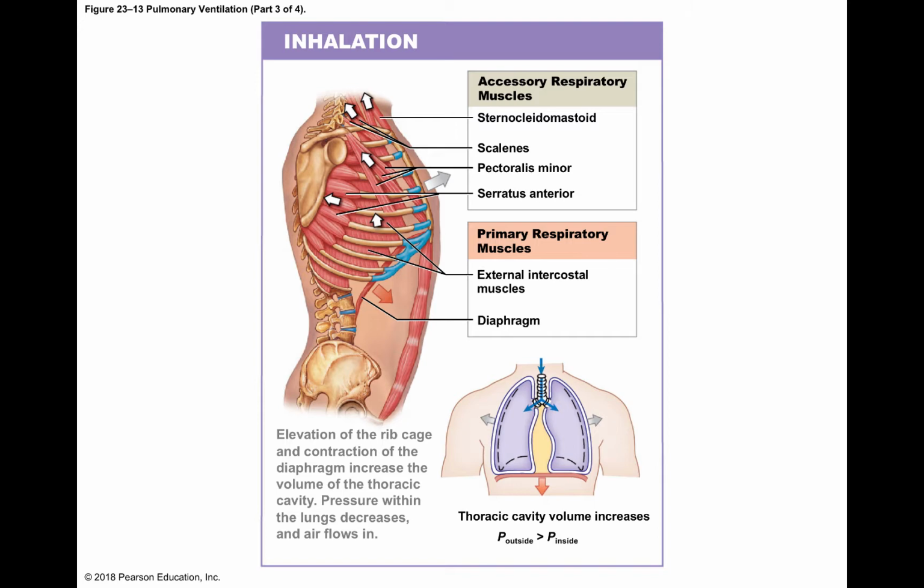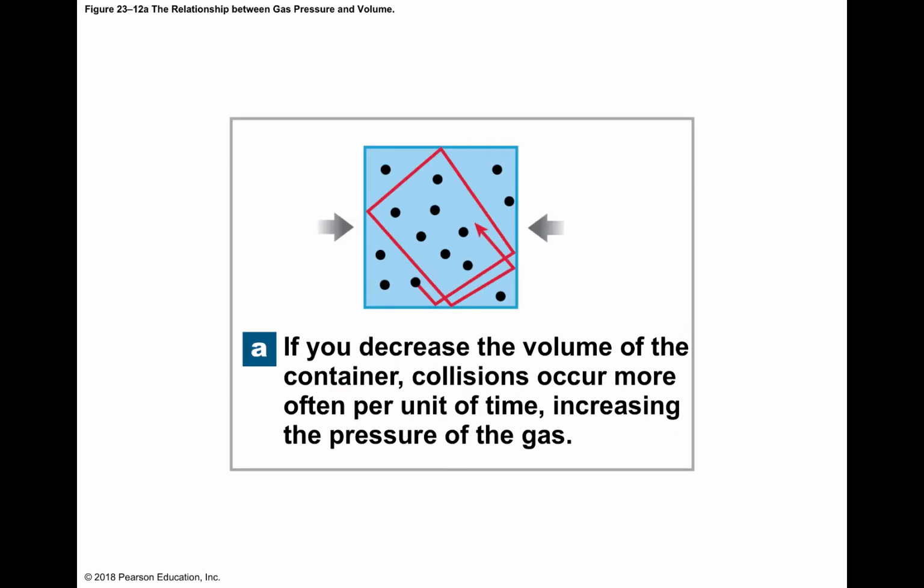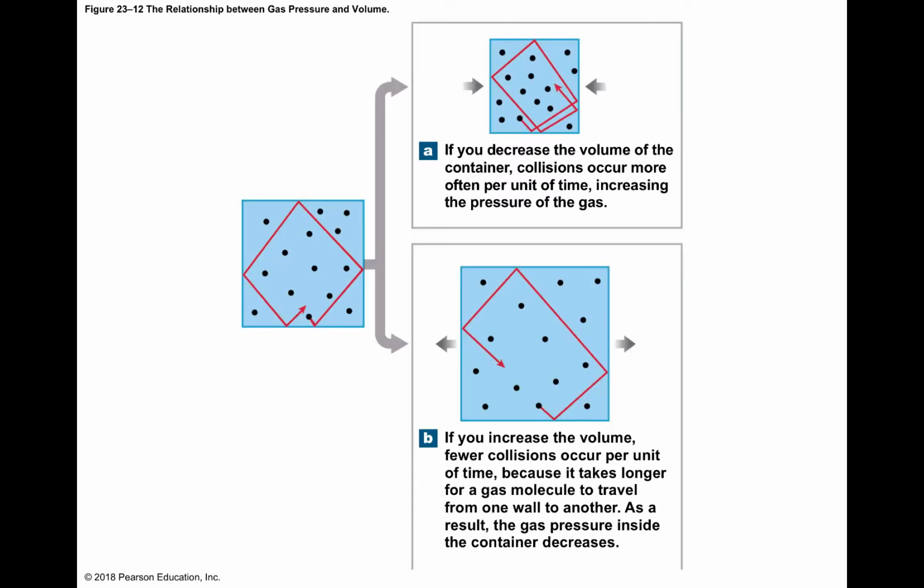Okay, then if you want to exhale, you have to increase the pressure in the thoracic cavity. Because if you make the thoracic cavity smaller, those molecules in there are bouncing around in a really tight area, and that pressure has increased. So now we have to make that area smaller to increase the pressure, right? So how do we do that?